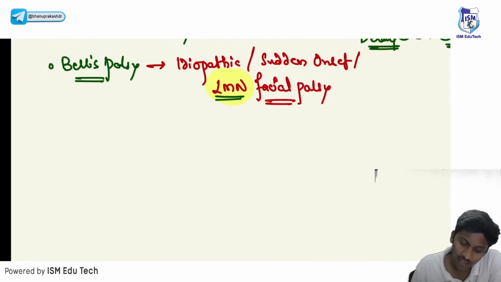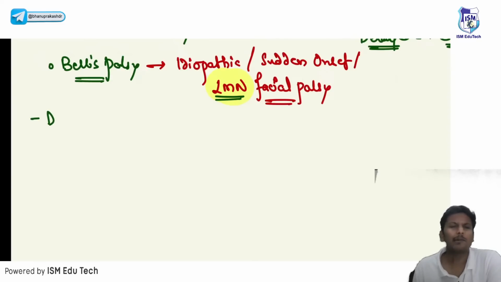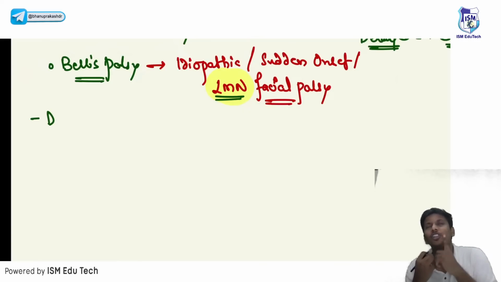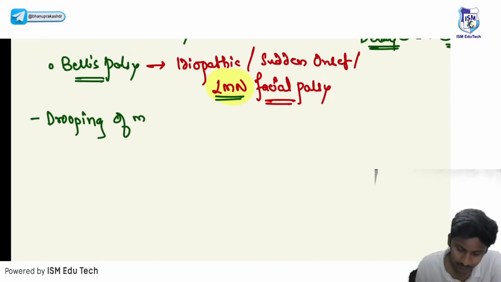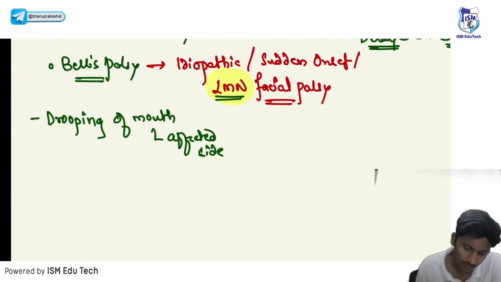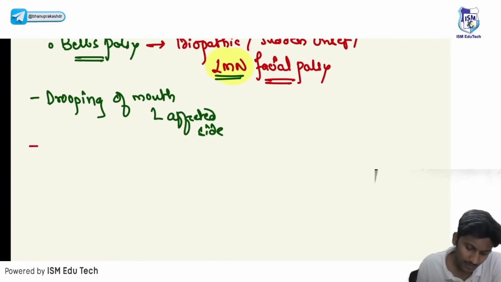In Bell's palsy or in facial nerve palsy, what will be the features in the patient? The patient will have something like this. If my right-sided facial nerve is paralyzed or damaged, I will have drooping of mouth on the right side, or on the affected side. Or there will be deviation of mouth towards the normal side. So you can remember either of these. Either there will be drooping of mouth on the affected side, or there will be deviation towards the normal side.